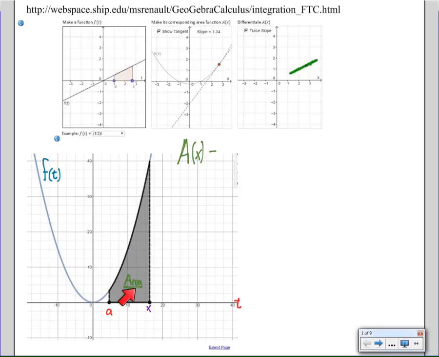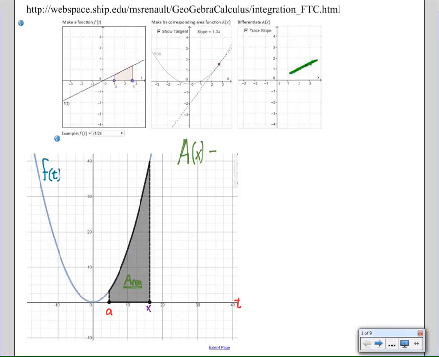Then I want to create a function that tells me what the area under the curve is from A to any random variable x. So I can actually choose x to be any number, and whatever I choose x to be, it's obviously going to change the area. So area is a function of how large this interval is. If we make the interval larger, we're going to have more area, and so on. So here's how we can define A of x.